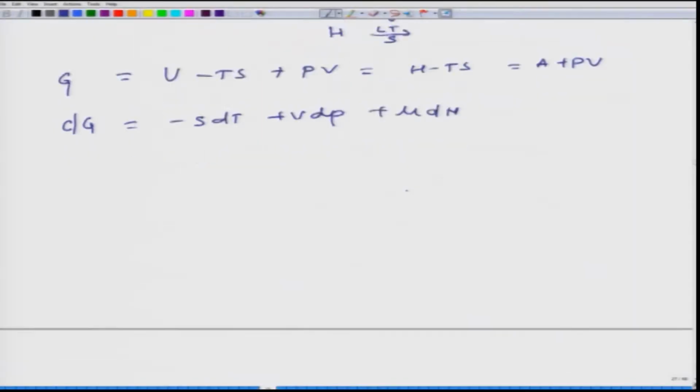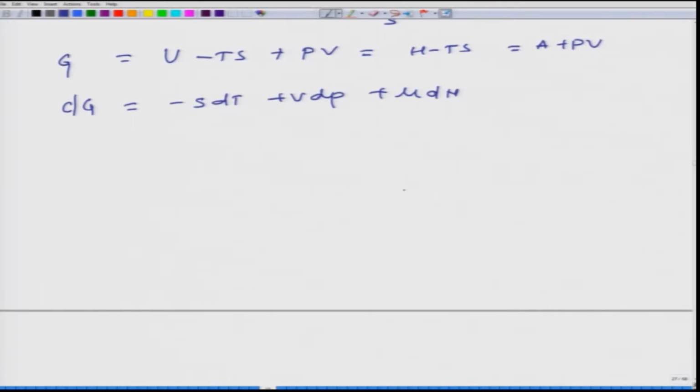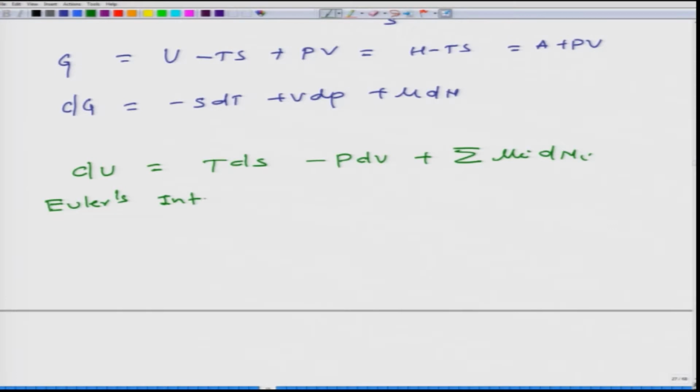So, let me make use of Euler integration to come up with another expression. I will start here with dU as T dS minus P dV plus summation of mu_i dN_i for a multi-component mixture, and using Euler integration we can come up with this expression: U as TS minus PV plus summation of mu_i N_i.